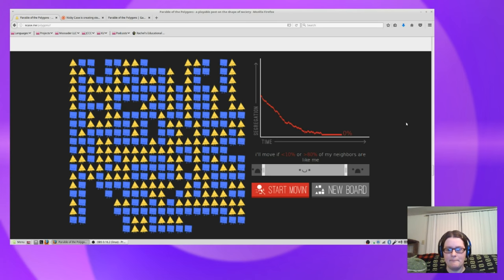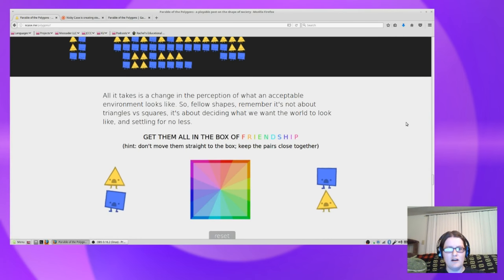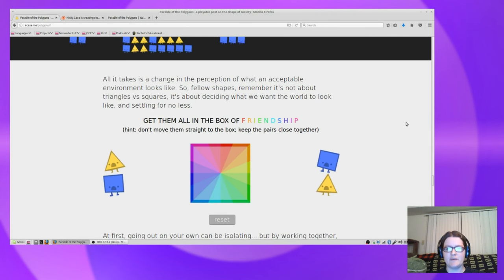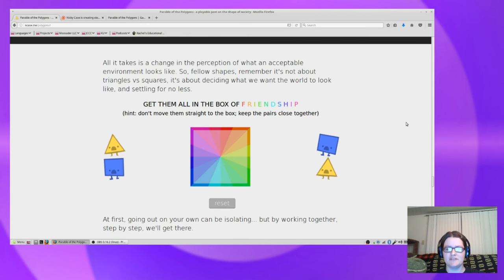And then we get that. So let's keep going. All it takes is a change in the perception of what an acceptable environment looks like. So, fellow shapes, remember, it's not all about triangles versus squares, it's about deciding what we want the world to look like, and settling for no less. Get them all in the box of friendship.